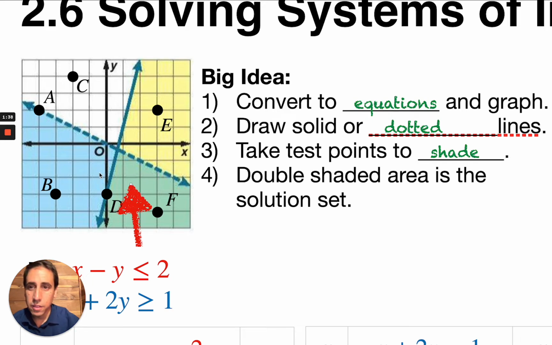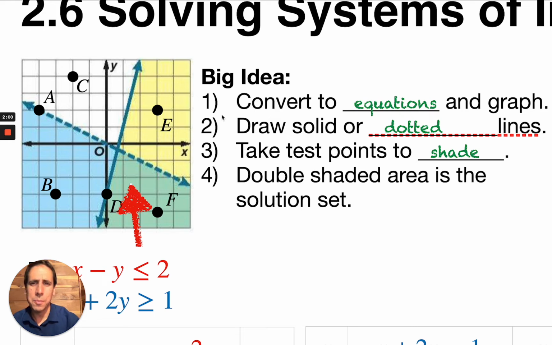So anyway, the part that gets shaded twice, the doubly shaded area, is down here. I shaded two half regions, and this region over here didn't get shaded at all. This region got shaded once, blue. This region over here got shaded once, yellow. But this region right here got shaded twice. And the double shaded area is the solution set.